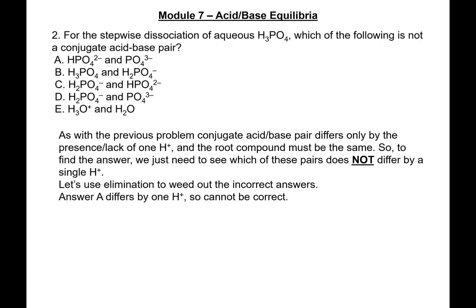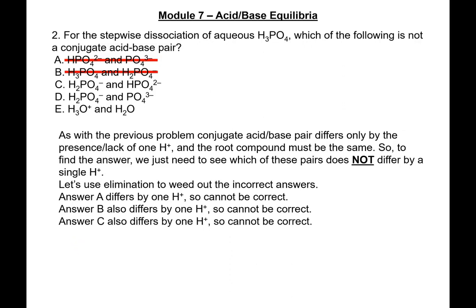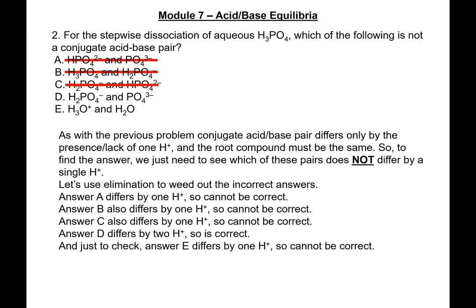So answer A differs by 1 hydrogen. We're looking for something that is not a conjugate acid-base pair. A is a conjugate acid-base pair, so cannot be correct. Answer B also differs by 1, so cannot be correct. Answer C differs by 1, so cannot be correct. Answer D, however, differs by 2 hydrogens, and so that is correct. It is not a conjugate acid-base pair.